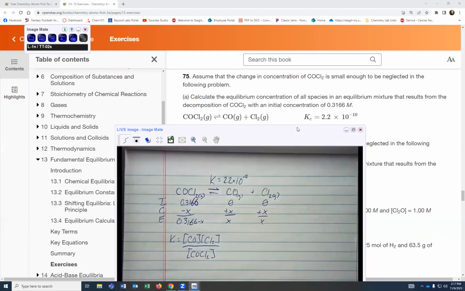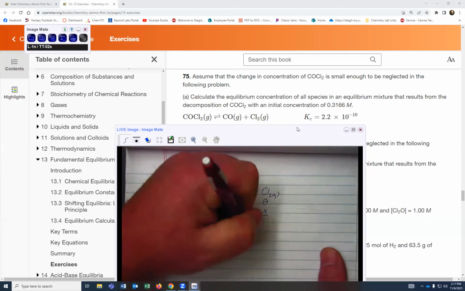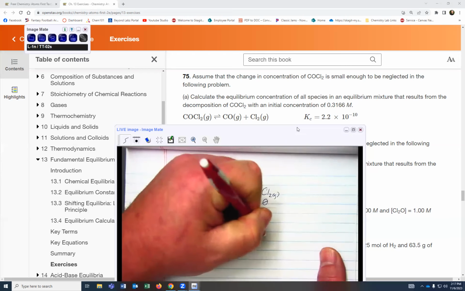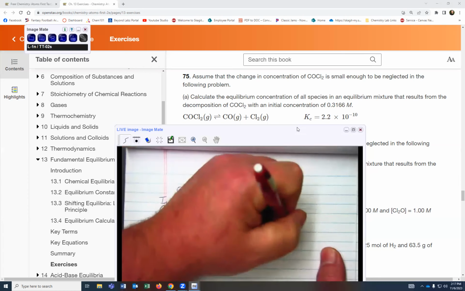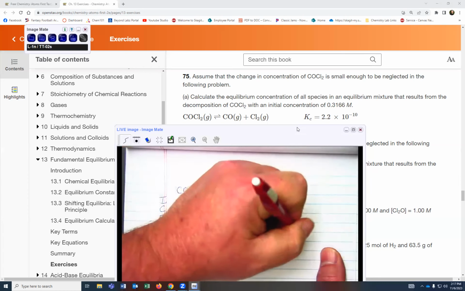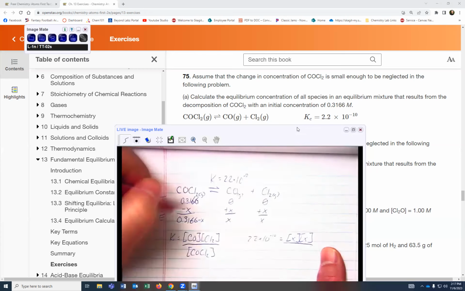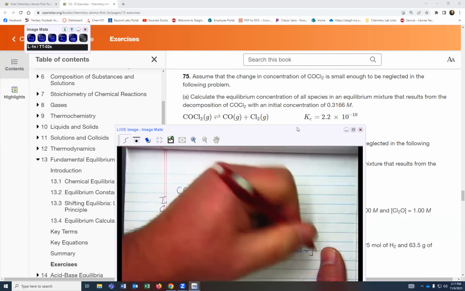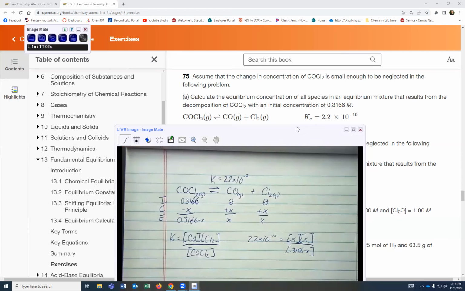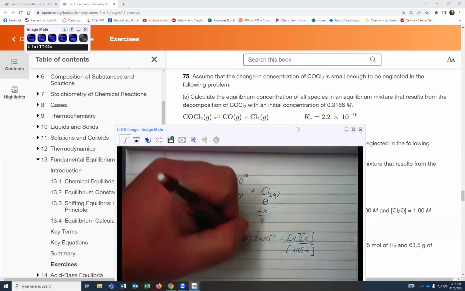And then we substitute in everything that we know from our ice table. Our K is 2.2 times 10 to the minus 10, and that should equal X times X divided by 0.3166 minus X. Here is where we can simplify our lives by using that simplifying assumption.